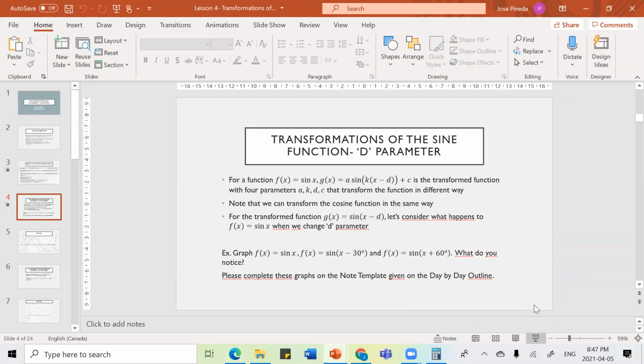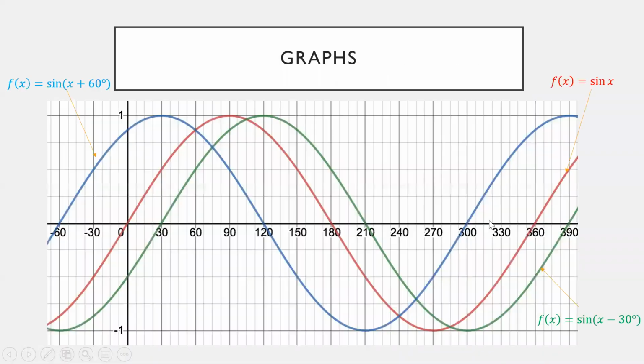Well, let's look at the effect of the d value. What we notice is that if our original function is sine x in red, and our transformation is sine of x minus 30 degrees, what the x minus 30 degrees really does is shift our graph 30 degrees to the right. And that makes sense with what we learned about transformations. We know the d value simply moves it to the left or to the right. So all it's doing here is moving our graph to the right 30 degrees. And that's all it is.